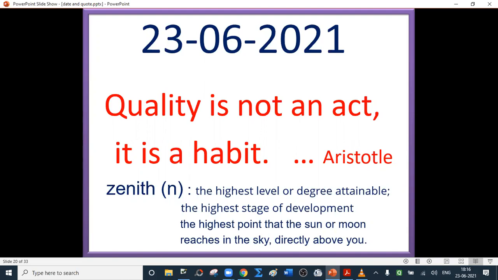Today's word is zenith: the highest level or degree attainable, the highest stage of development, the highest point that the sun or moon reaches in the sky directly above you.